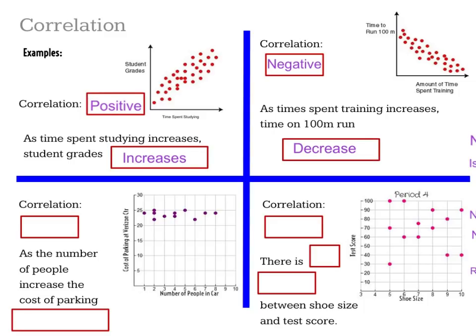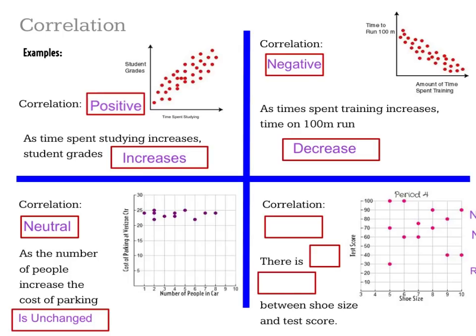So now let's take a look at the bottom left. This correlation is what we call neutral. As the number of people increases, the cost of parking is unchanged. So in this particular situation, no matter how many people are parking, the cost of parking is relatively the same, which makes sense. If you go to a parking garage, they charge you for the same number of cars, despite the number of people that ride in the car.